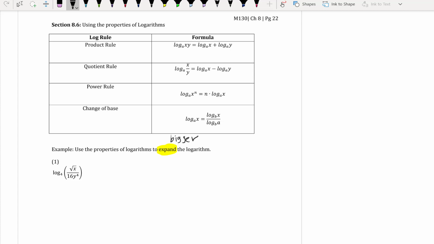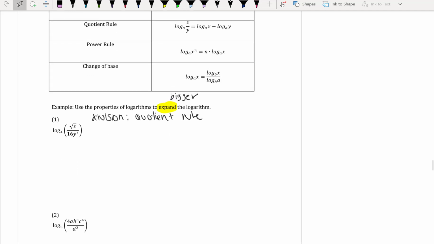So we are going to expand log base 4 of this fraction. Because I have division, then I should be thinking about the quotient rule. So since I have the quotient rule to apply, that tells me I'm going to do a subtraction. So I have log base 4 minus log base 4.